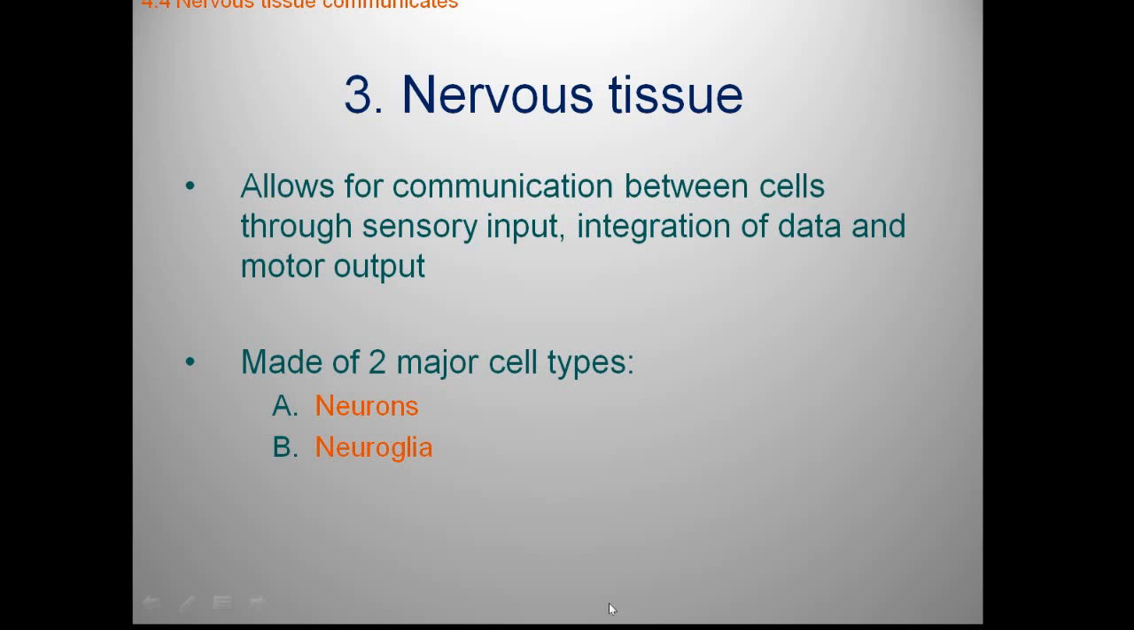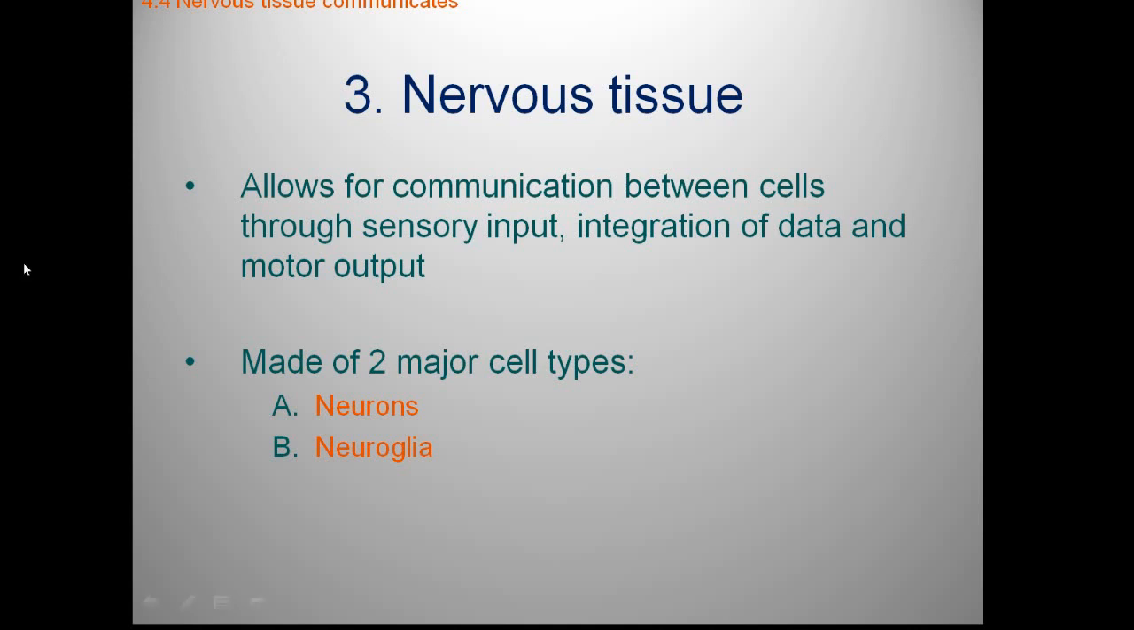Nervous tissue. Nervous tissue is how our cells communicate, how we take sensory information in. Like when you see something, how that information gets from your eyes to your brain and how you figure out what it is and how you respond to it. So sensory input, integration of the data, and motor output. If I touch a hot pan, that's my sensory input. That message gets sent to my brain really fast and it says, uh-oh, she touched a hot pan. And the motor output is, I'm going to pull my fingers away from the pan.